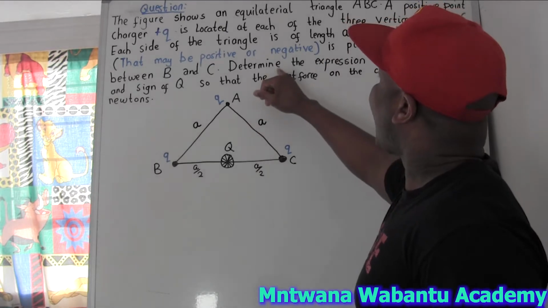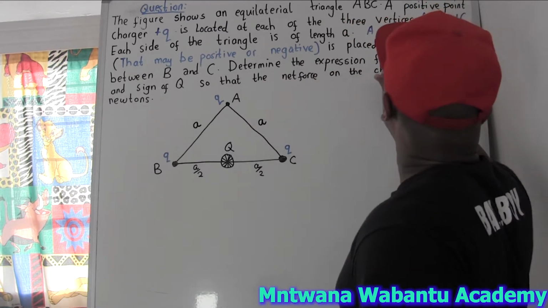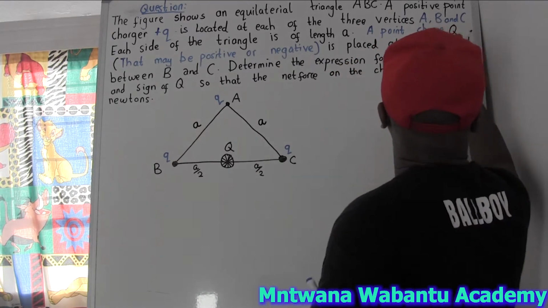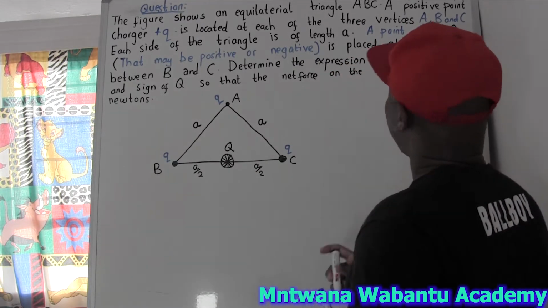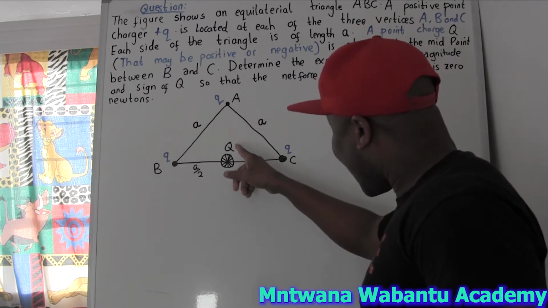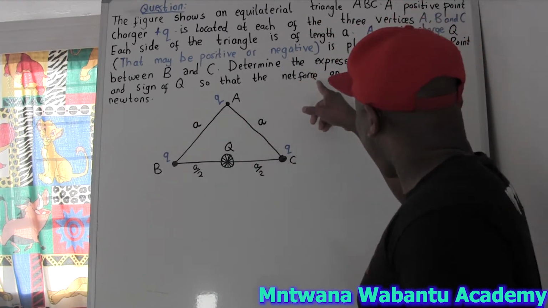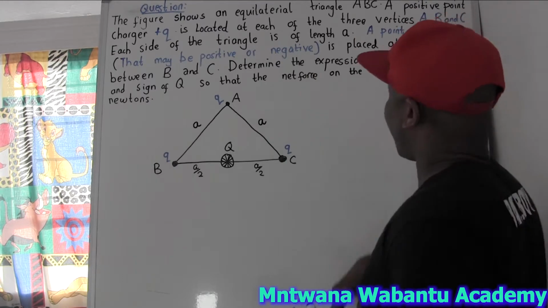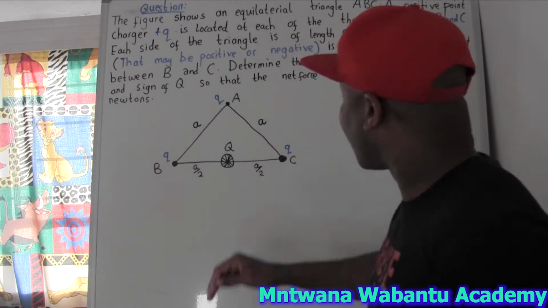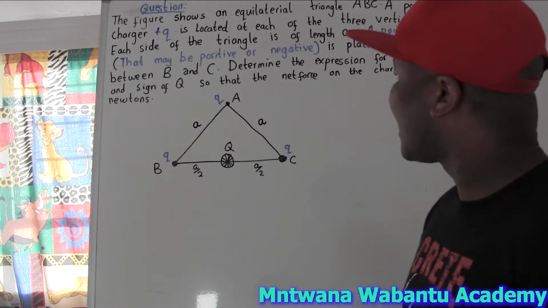Now they want us to determine the expression for the magnitude and sign of Q, so that the net force on the charge A is 0. So we want the net force on charge A to be 0. Now let's see how we can calculate.